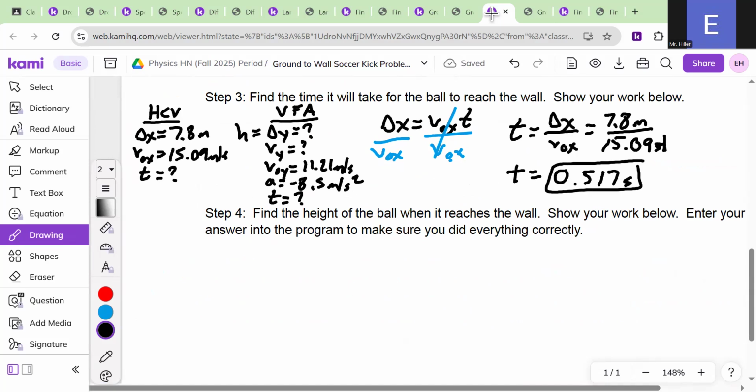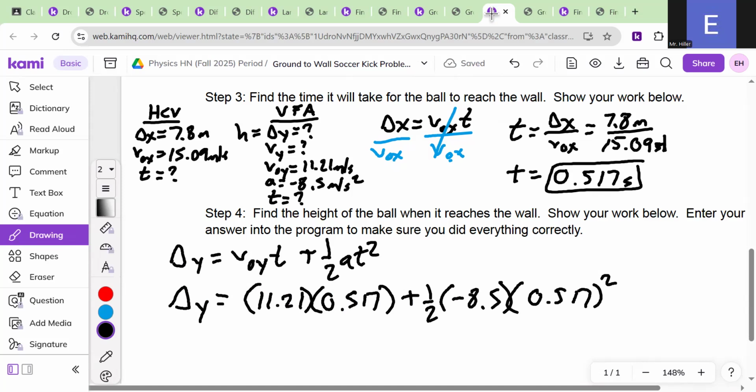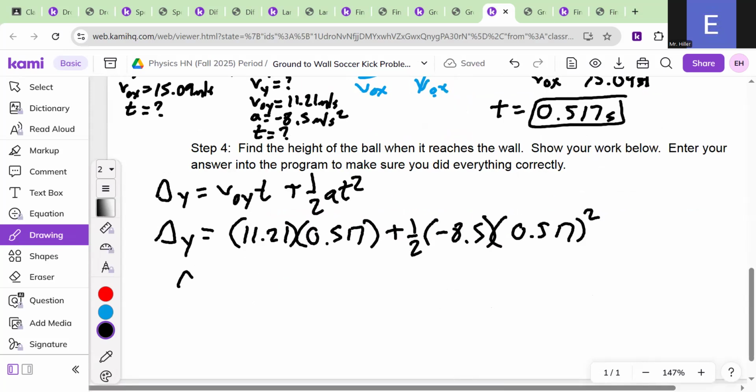Okay. Now, to find the height, you could do this in a couple ways. You can jump right on the position as a function of time. I would probably recommend that way because you don't know the final velocity on the wall. So this is probably the best way to do it. In fact, I think it might be the only way to do it. So delta y equals v naught y t plus 1/2 a t squared. If we plug into that, my v naught y is 11.21 times the time I just found, 0.517 seconds, plus 1/2 times a, in my case, negative 8.5, times the same time, 0.517 squared.